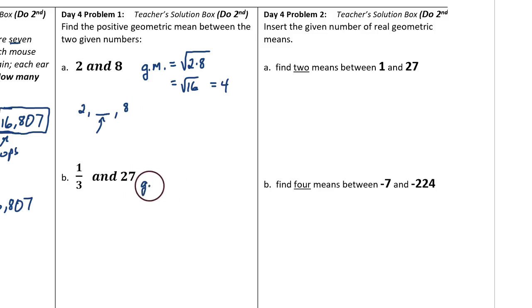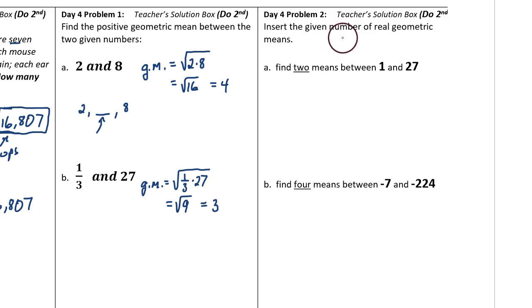Next one, to find the geometric mean, let's do the square root of the first number times the second number. So this makes the square root of 9, which is equal to 3. Now day 4, problem 2.